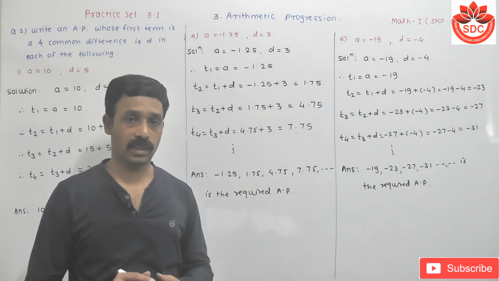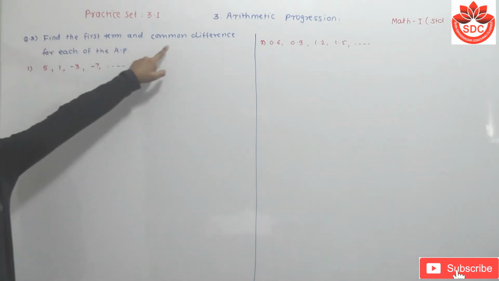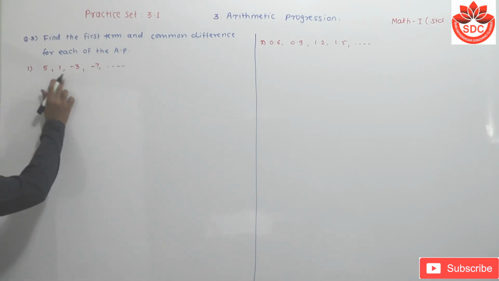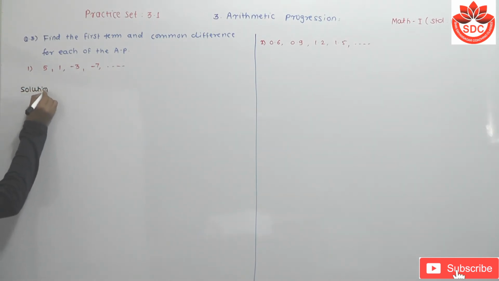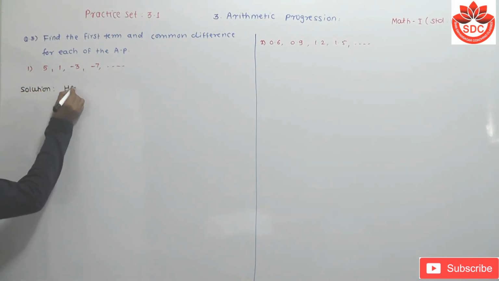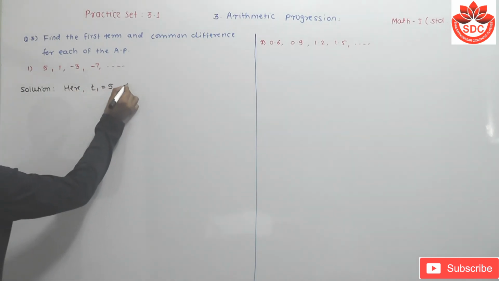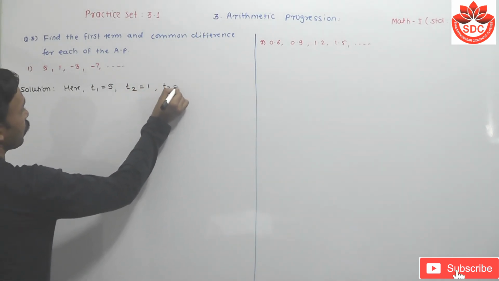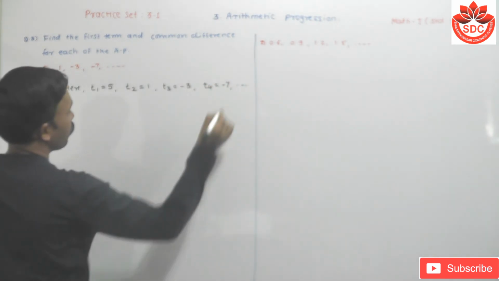Then let's take the next question. Question number 3. Find the first term and the common difference for each of the APs. The first one is 5, 1, minus 3, minus 7, and so on. Now students, the solution of this question: here the first term T1 is equal to 5. The second term T2 is equal to 1. T3 is equal to minus 3. T4 is equal to minus 7 and so on.